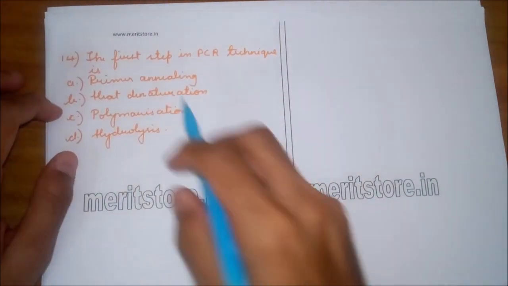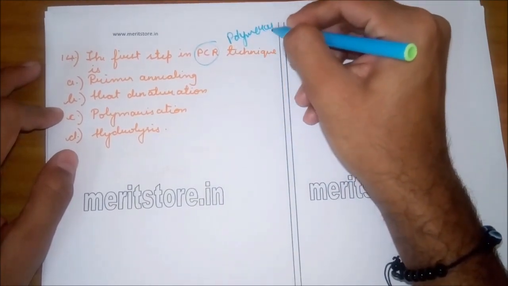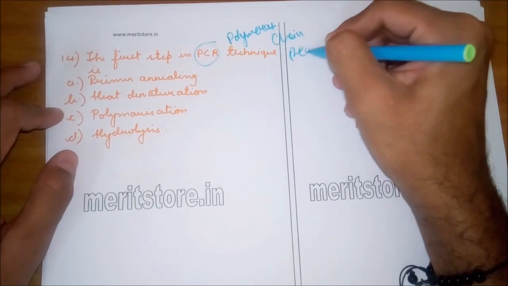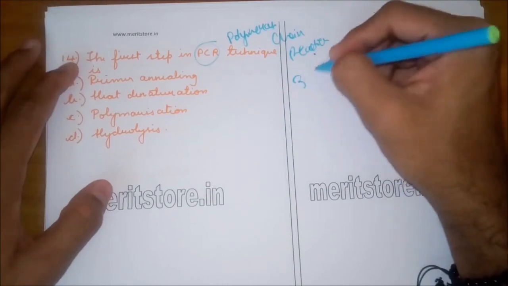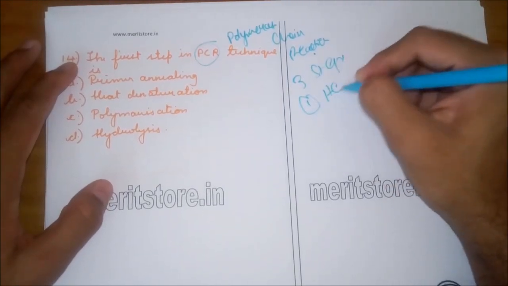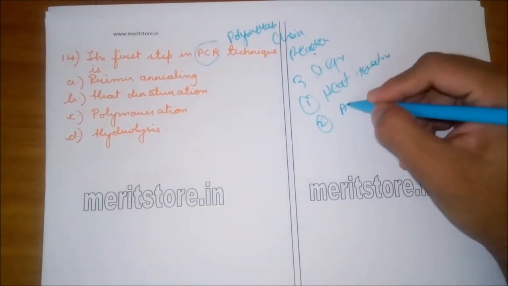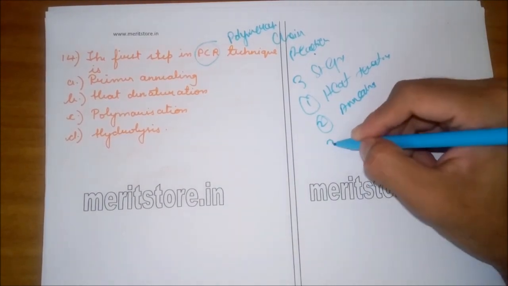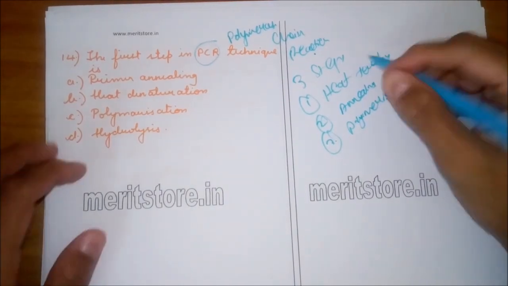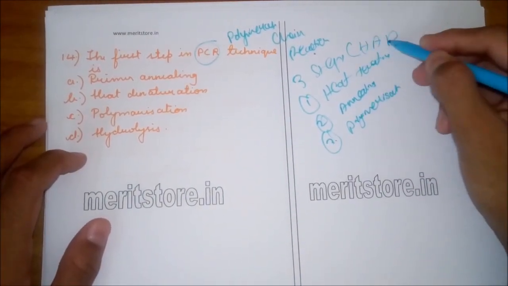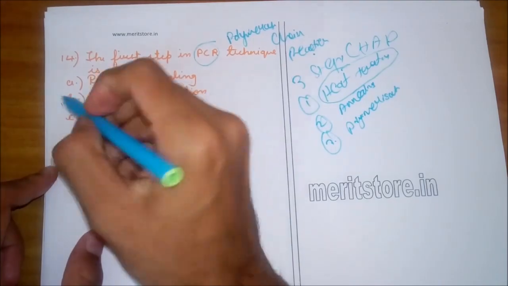Question number 14, which states the first step in PCR technique is. PCR is polymerase chain reaction. So in polymerase chain reaction, there are three steps. First, heat denaturation. Second, annealing. And third, polymerization. These are the three steps which you can remember as HAP. So the first step is heat denaturation. So option B is the correct answer.